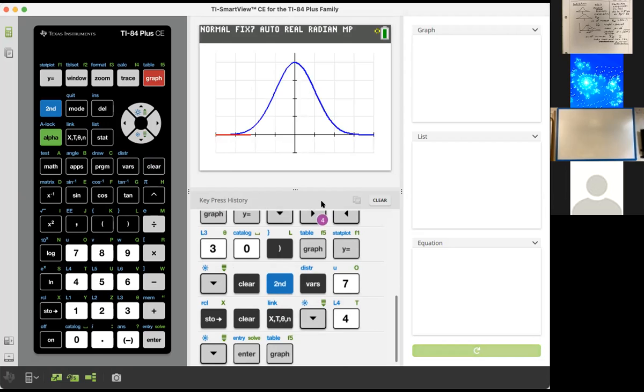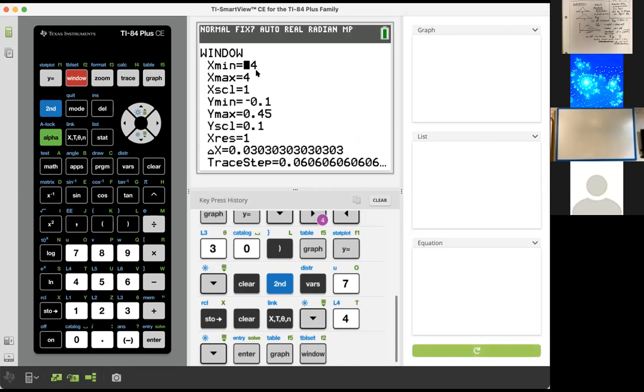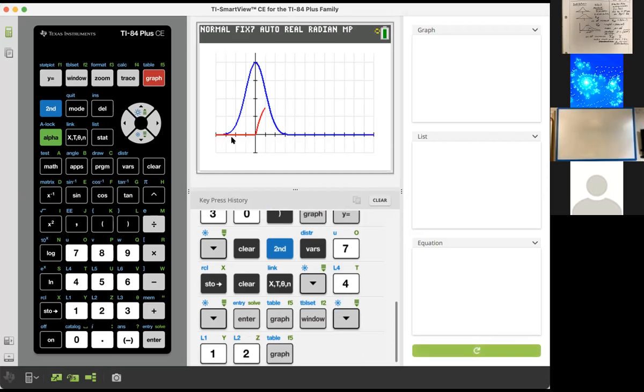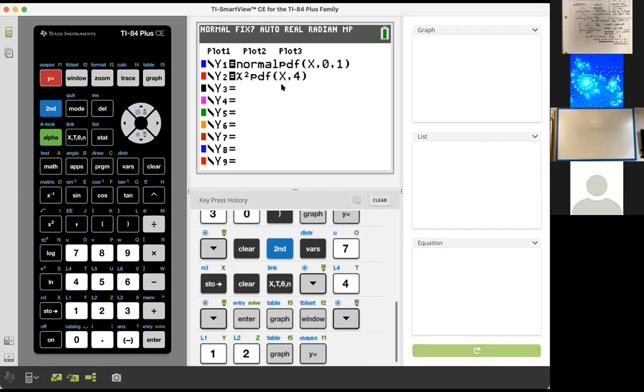There's a standard normal distribution. Here comes the chi-squared distribution. It's like a mound that takes a long time to descend. Let me change the window to -8 to 12. There's a standard normal distribution centered at the origin. There's the chi-squared distribution. Let's increase the degrees of freedom.